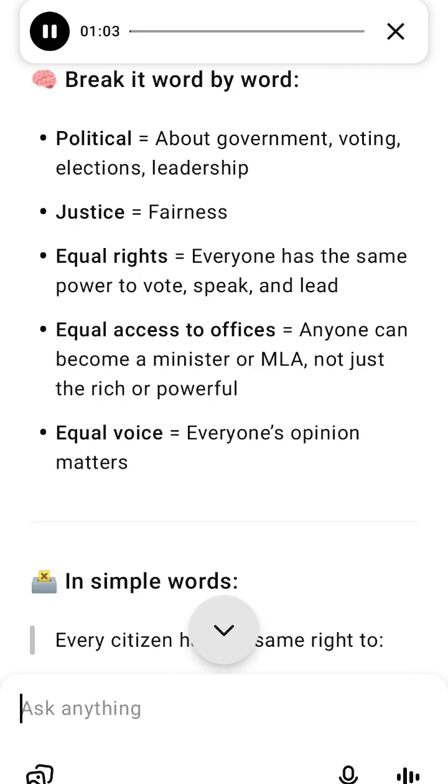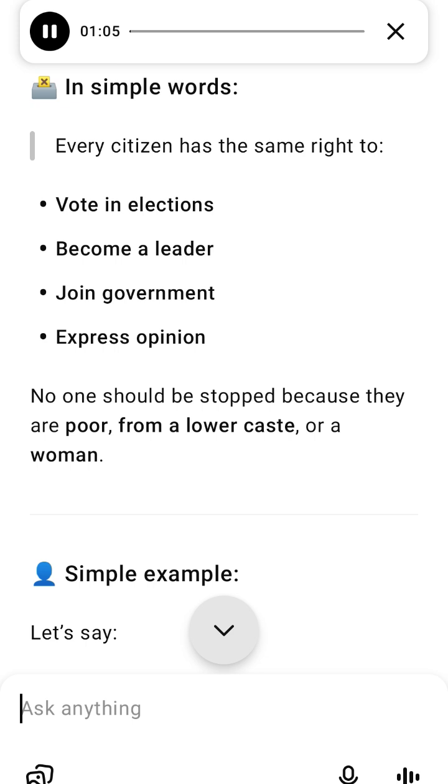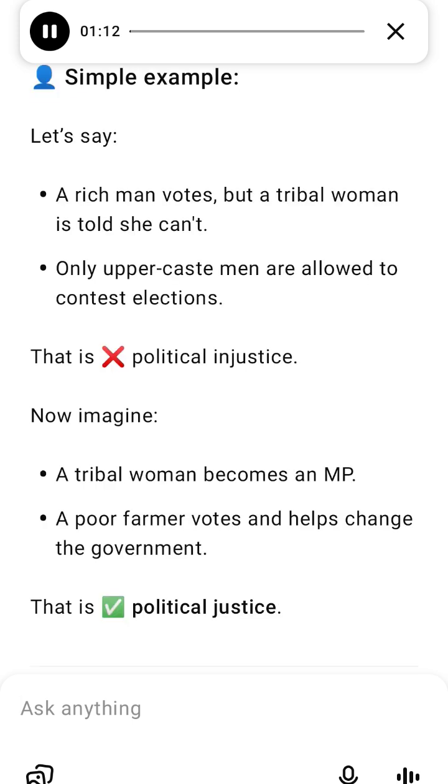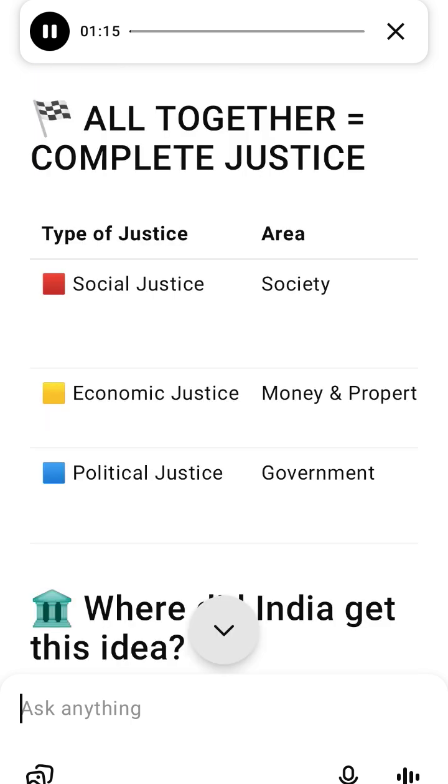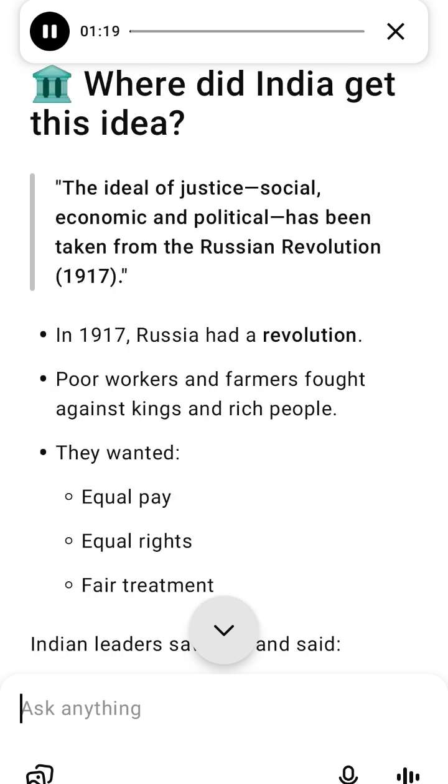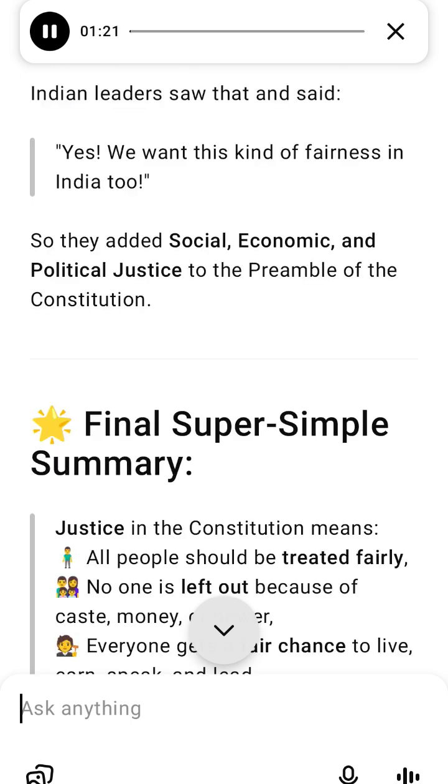3. Political justice, fairness in government and power. Political justice means everyone must have an equal say in the government and equal chance to lead or participate, no matter who they are. Why is this needed in India? In the past, only royals, the rich, or certain castes held power. Many people were denied voting rights or not allowed to lead.